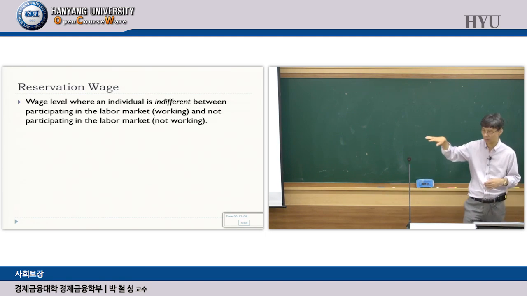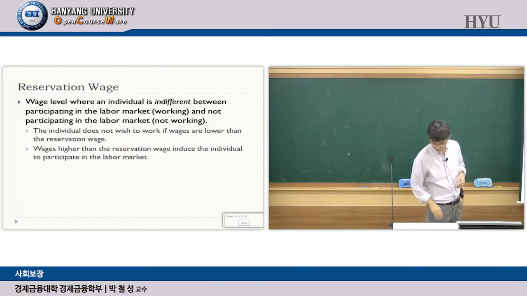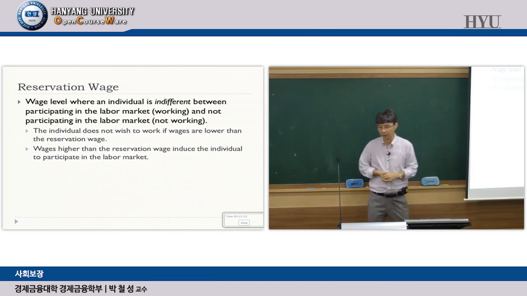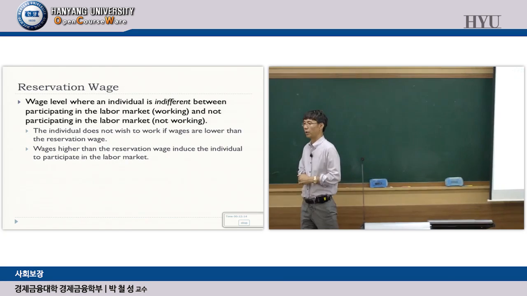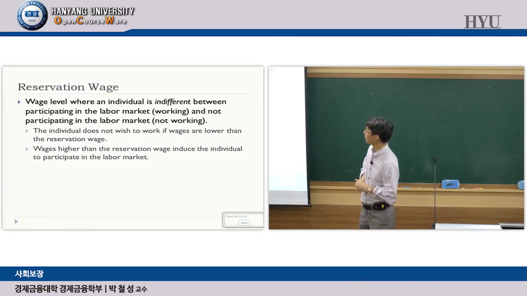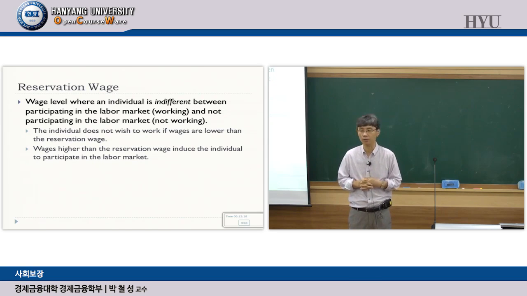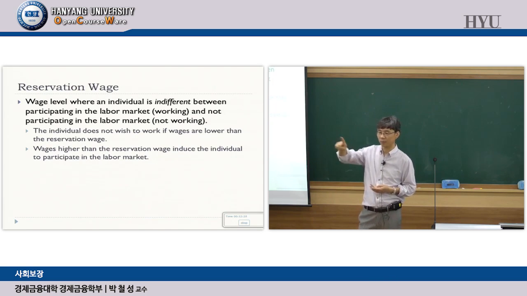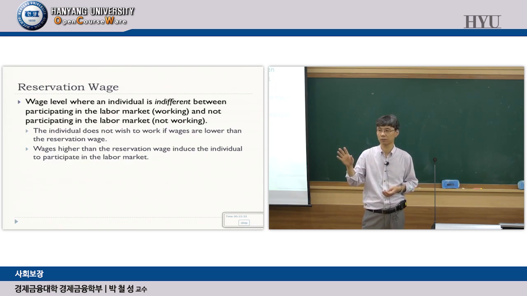Okay, get it? The individual does not wish to work if wages are lower than the reservation wage, and a wage higher than the reservation wage will induce the individual to participate in the labor market, right? So if I know an individual's reservation wage and if I have an unlimited amount of money, I can make anybody work. Okay?